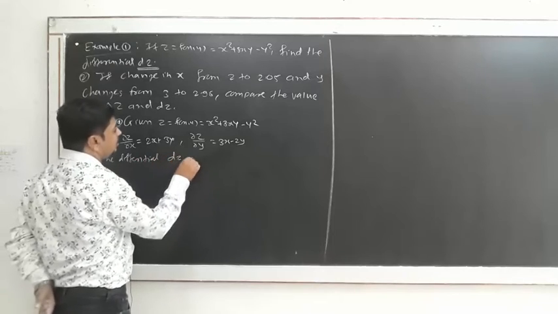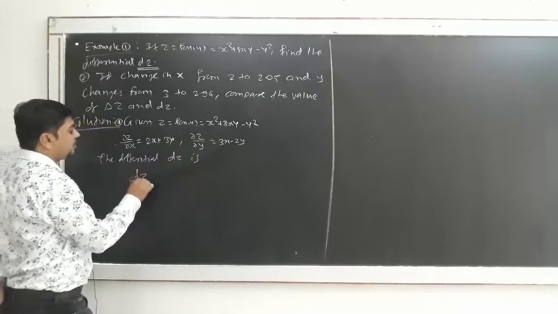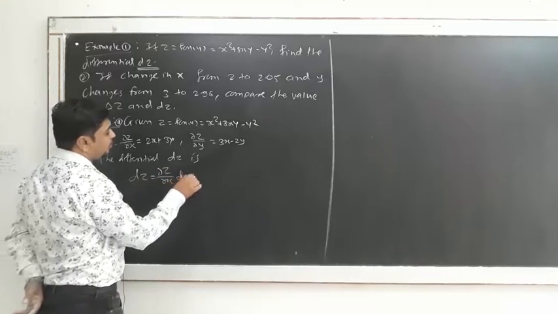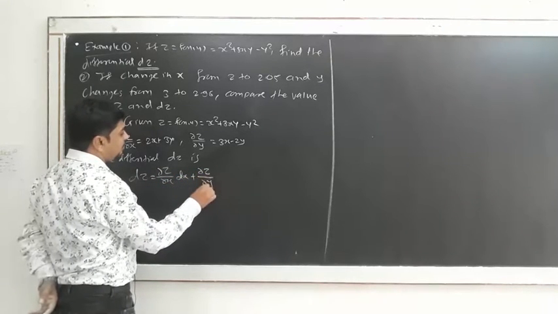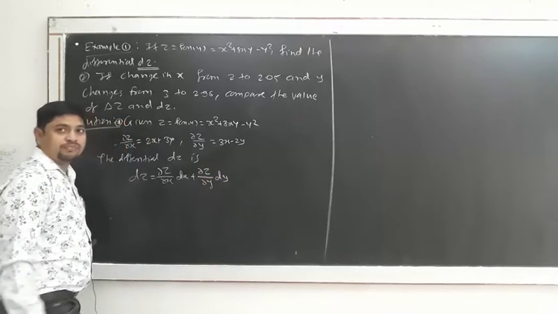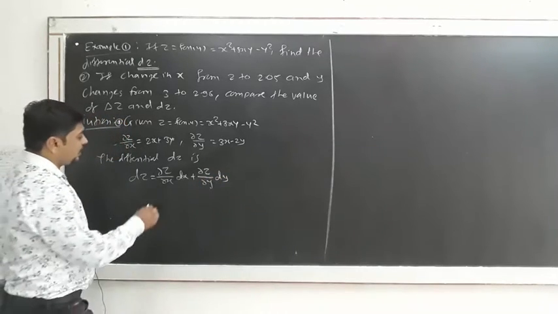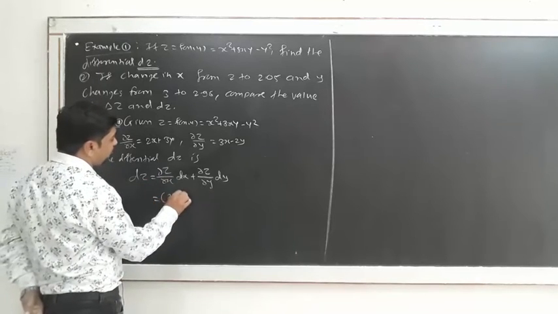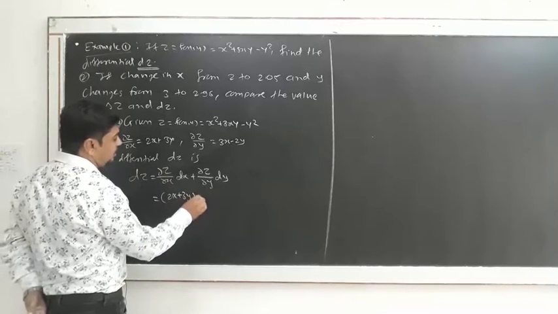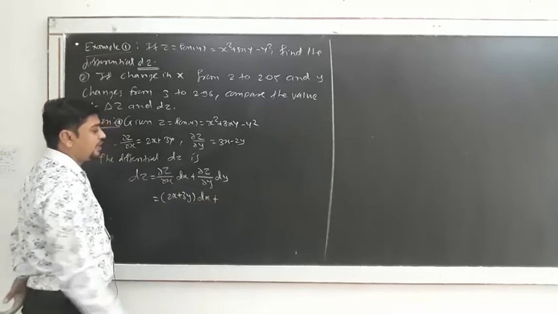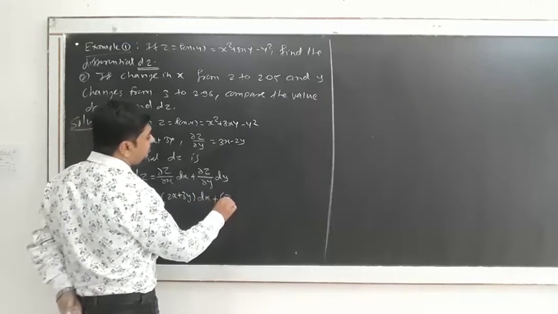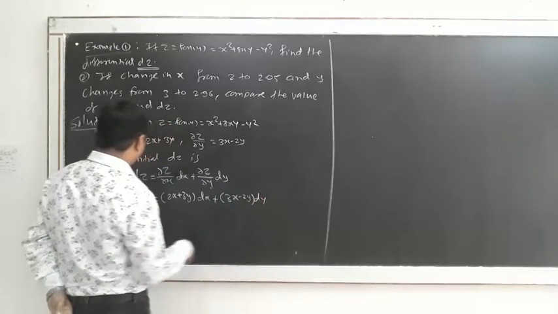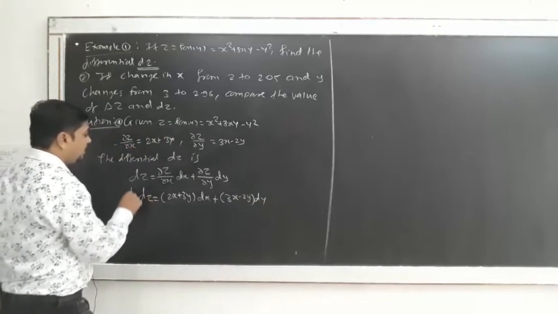The differential dz is what? What is the definition? dz is equal to ∂z/∂x dx plus ∂z/∂y dy. So what can we write here? What is ∂z/∂x? It is 2x plus 3y, dx, plus ∂z/∂y, which is 3x minus 2y, dy, and this is our required dz.